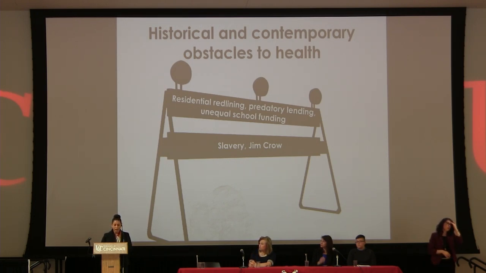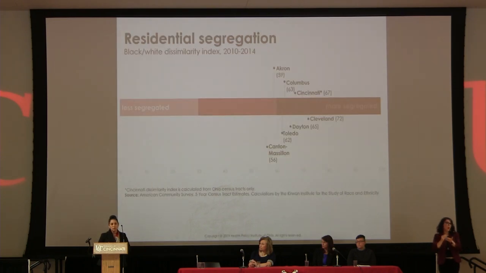In addition to this, many Ohioans also face the enduring consequences of both historical and contemporary obstacles to health. It includes racist and discriminatory policies and practices that have been put in place and that continue to exist, such as residential redlining and predatory lending, which we know disproportionately impact communities of color and low-income communities. And we can see that the remnants of these policies and practices still exist today. So here you see residential segregation for Ohio's largest seven cities. And all seven of Ohio's largest cities are on the highly segregated or more segregated end of the spectrum. So we see that these policies and practices, some of which are no longer in place, still have remnants that are clearly in place.